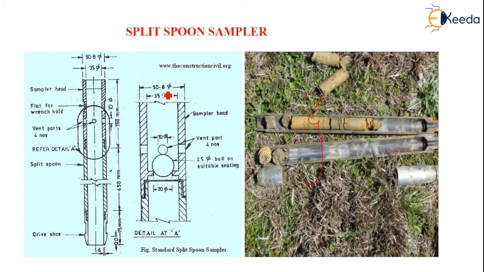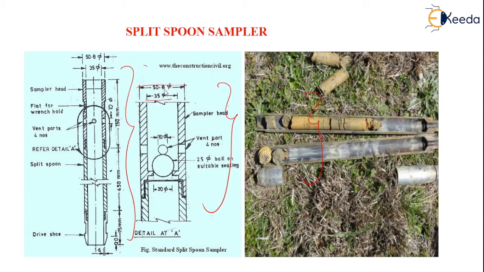So this is how the split spoon sampler looks. This is the sampler head, this is the vent port, which has four numbers. Here the diameter is 25 mm ball, suitable sealing. This is outside clearance, this is inside clearance.